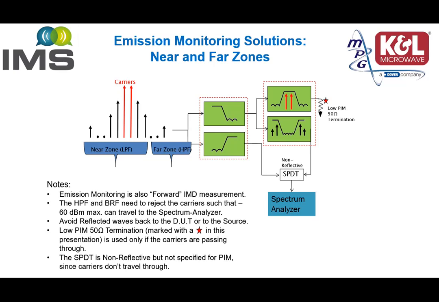As the spectrum enters the first high pass, low pass, the carriers travel through the bandpass and the IMD and harmonics travel through the band reject. The spectrum analyzer is positioned to switch between the near zone and the far zone. In this way, carriers are prevented from entering the spectrum analyzer and it's safe to operate the test.